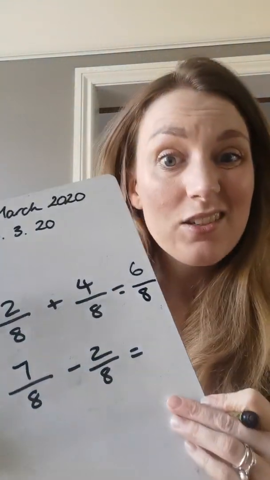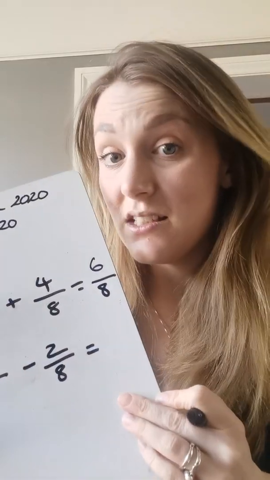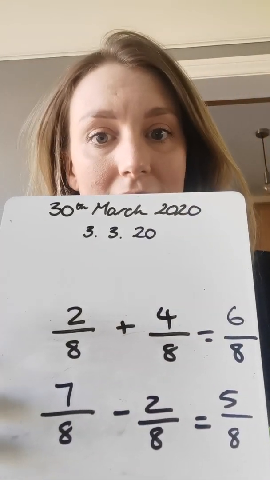Try another one. Let's do subtraction. Same rules apply. If I've got 7 eighths and I'm taking away 2 eighths, the answer has got to be in eighths because the denominator doesn't change. So it's going to end up as 7 take away 2, which is 5 eighths. Okay, so that's the first part.